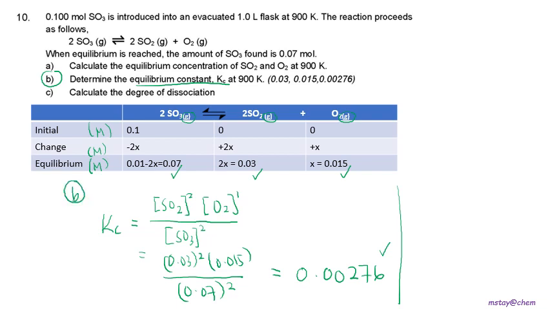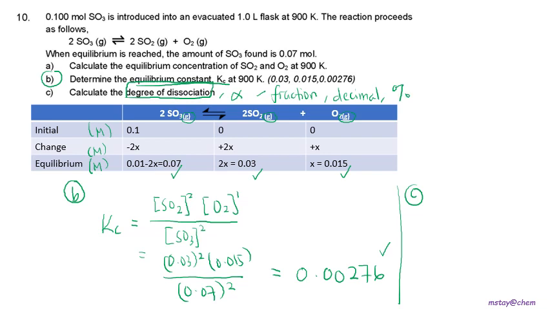Then let us proceed with question part C. Calculate the degree of dissociation. Basically, when the question asks us to determine the degree of dissociation, the symbol is alpha. You can give it in terms of a fraction, in decimal places, or you also can give it as a percentage.